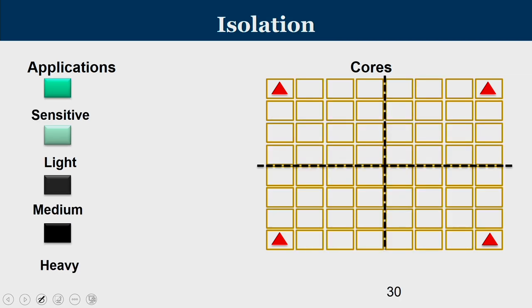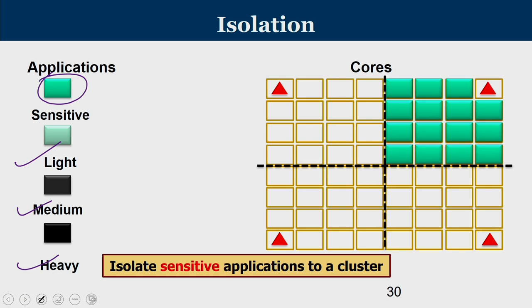Now we move to the concept of isolation. Here again we divide applications into medium, heavy and light. Certain applications are called sensitive applications. The peculiarity of sensitive applications is that, upon generating certain misses, the application is stalled. The rest of the application cannot continue until these misses are returned. This is called a sensitive application. So, generally it is preferred to keep all sensitive applications restricted to one cluster.